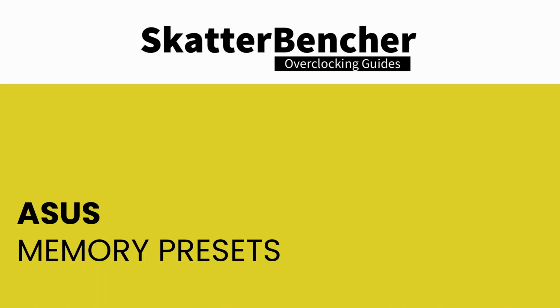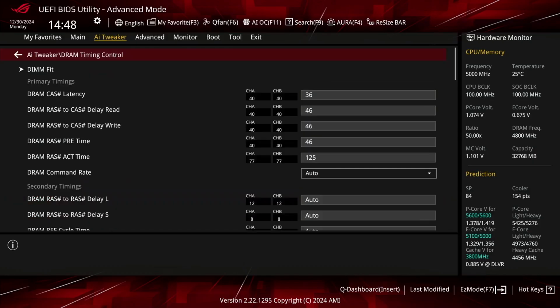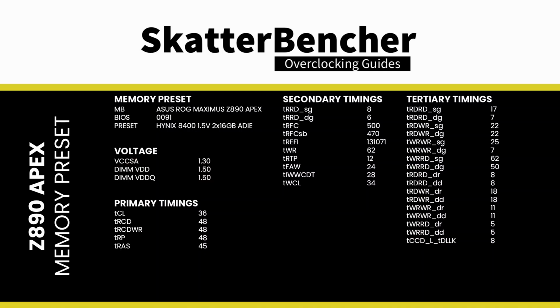ASUS Memory Presets is an ASUS technology that provides you a selection of memory profiles for a variety of DRAM ICs. Typically, these profiles will set the memory timings as well as adjust some voltages. Not all motherboards have memory presets available. For example, this ROG Strix Z890i Gaming doesn't. Luckily, I have a Z890 Apex on hand and could copy over the timings from the Hynix 8400 1.5 2x16GB A-die profile. For your reference, here are the relevant timings.